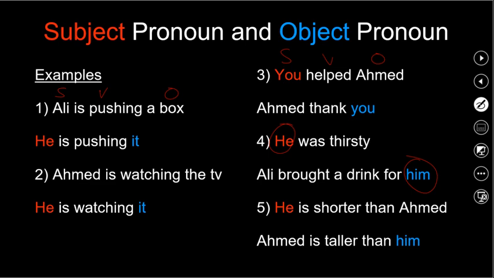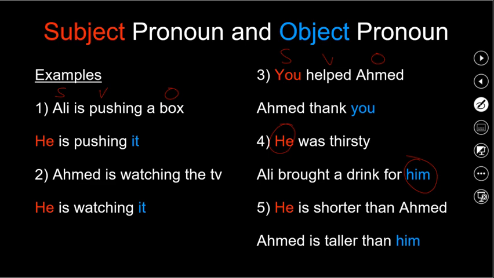So he was thirsty. Ali brought a drink for him. Who was the one that was thirsty? It was he. But Ali brought a drink for him. You can't say Ali brought a drink for he. You have to say Ali brought a drink for him, because you have to use an object pronoun. So he became him.